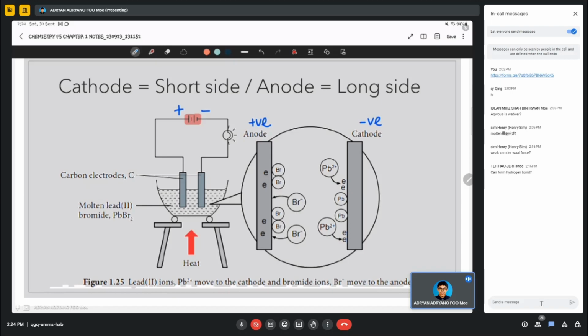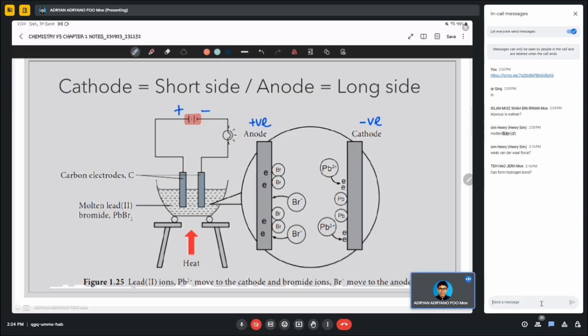Obviously, the negative anion will be attracted to the positive anode, and the positive cation will be attracted to the cathode. So how do you remember? Anions go to the anode, cations go to the cathode. This one is for electrolysis.